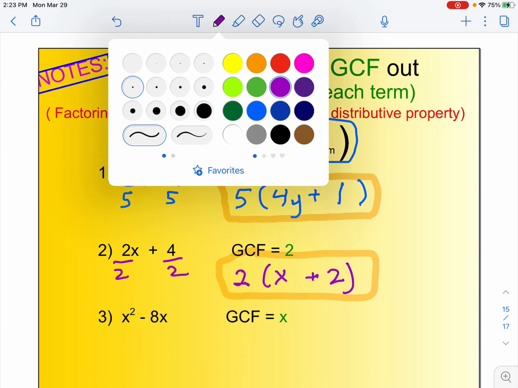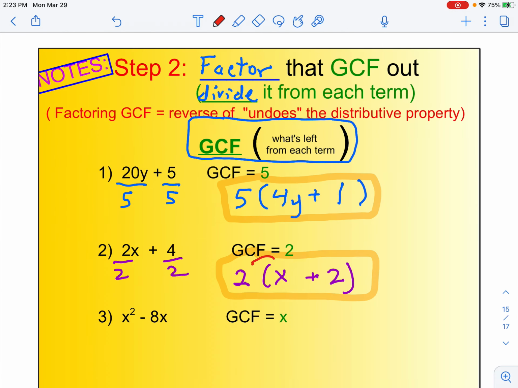If I were to multiply using the distributive property here, look at what I would get. I would get 2x plus 4. Notice these are the same. And that's how I know that I factored it correctly, because factoring is the reverse of multiplying using the distributive property.